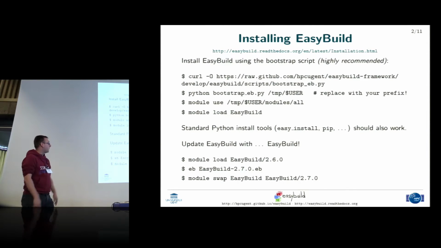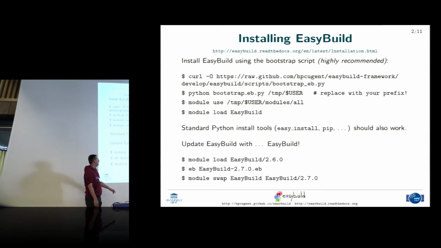And once you have EasyBuild and there's a new version of it, you can just update EasyBuild with EasyBuild. So you just load the module you have, you get an easyconfig file for the new version of EasyBuild, you tell EasyBuild to install it, and then you swap the module and you're updated.